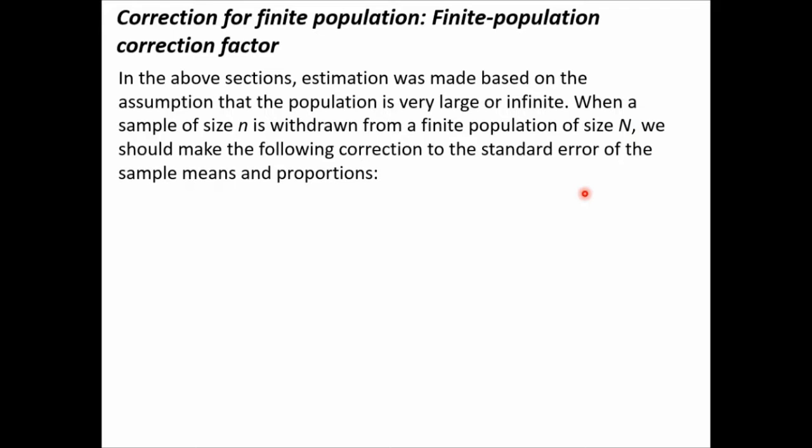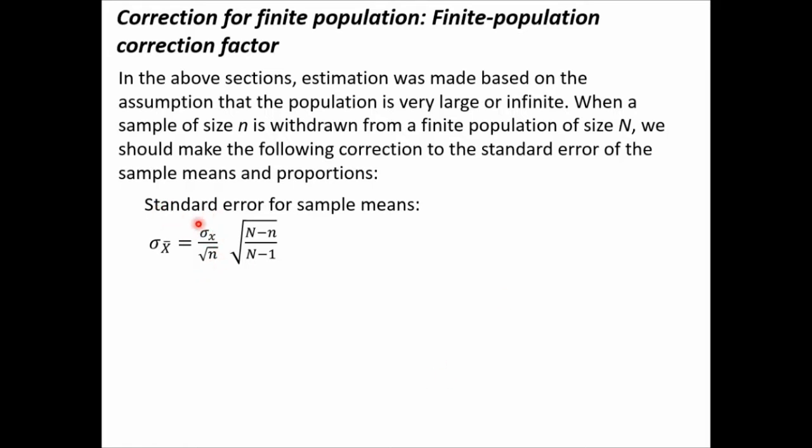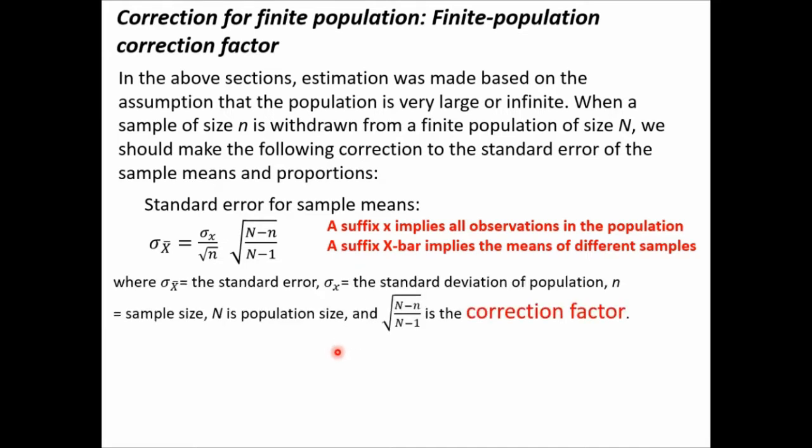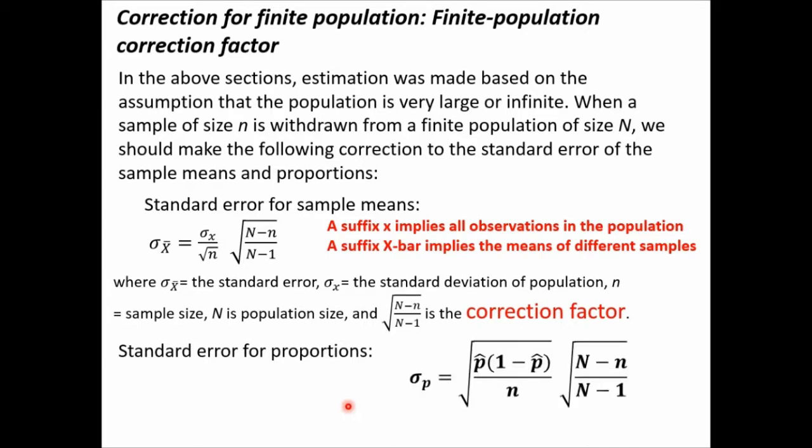In this case, we should make the following correction to the standard error of the sample means and proportions. If we are talking about the standard error for sample means, we have to multiply the previous formula for the standard error by this correction factor, which is the square root of the population size minus the sample size divided by N minus 1, or the population size minus 1. If we are talking about proportions, it is the same thing. We have to multiply the previous standard error that we calculated by the same correction factor, the square root of N capital minus n small divided by N capital minus 1.